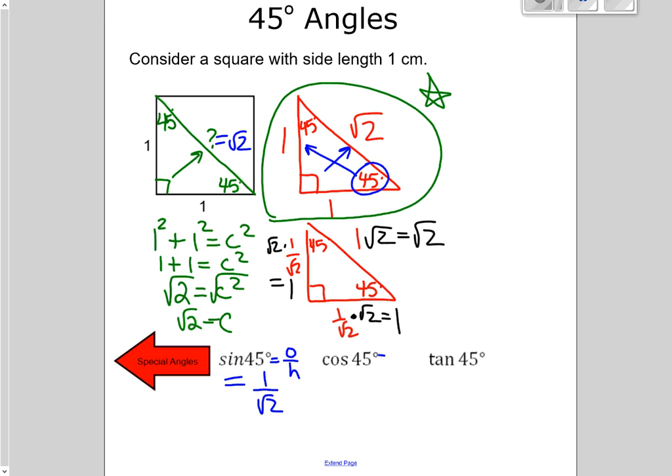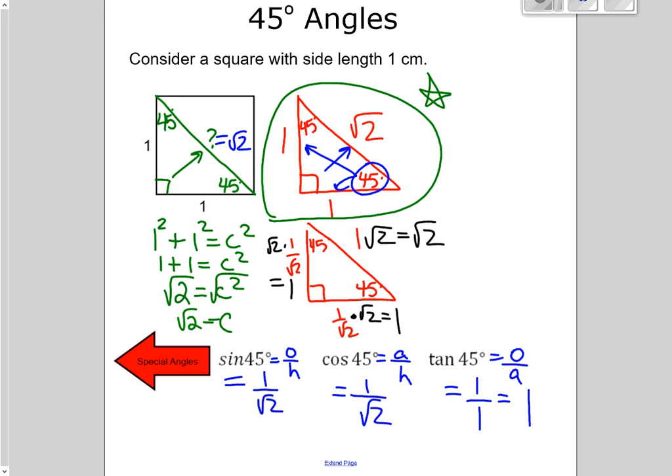Okay, and if I go to cos, which is adjacent over hypotenuse, my adjacent side is 1 over a hypotenuse of root 2. And tan is equal to opposite over adjacent. So my opposite side was 1, my adjacent side is 1, and 1 divided by 1 is 1. So these are the exact values for those angles.